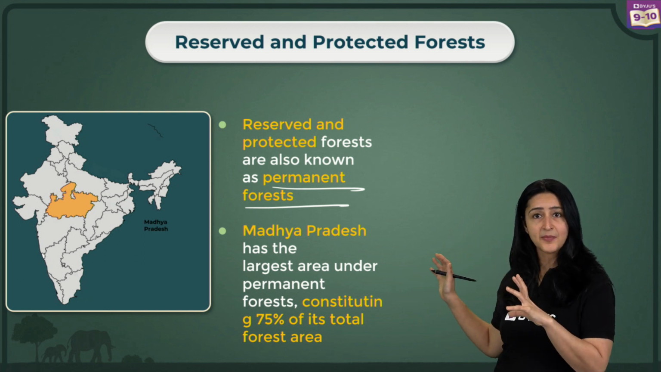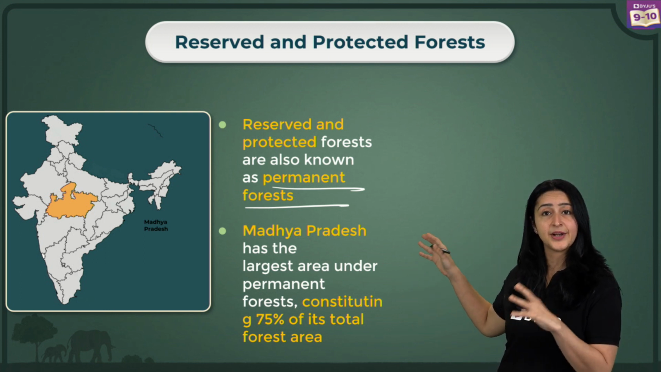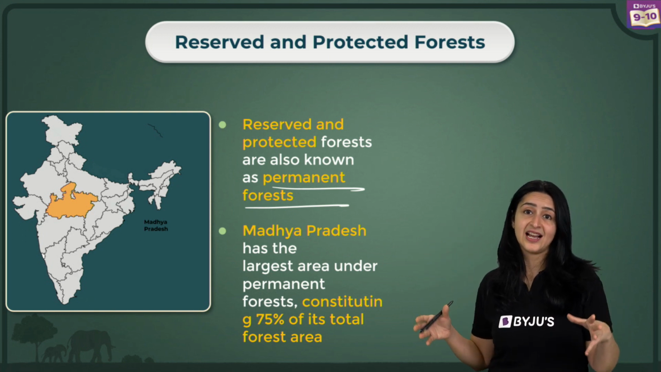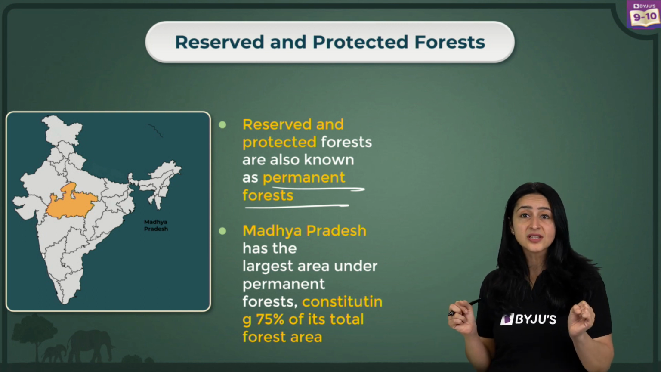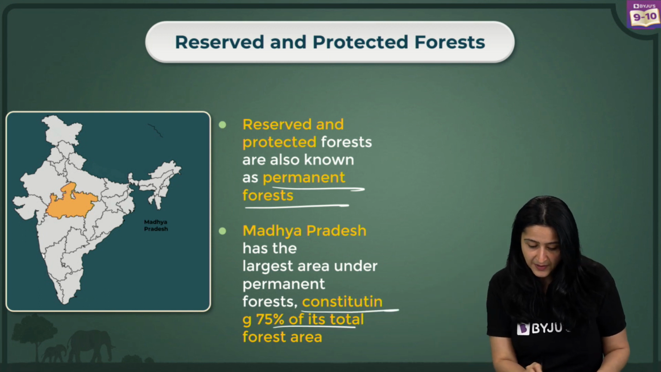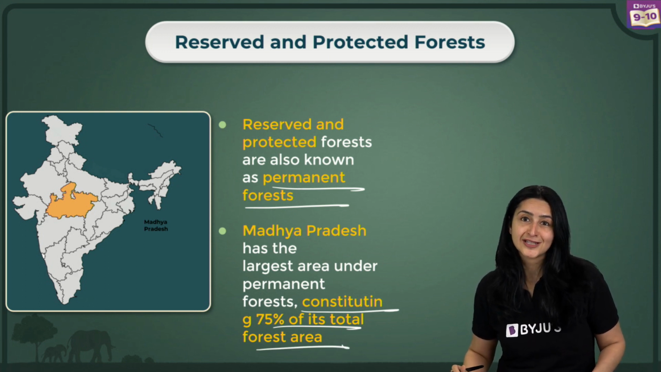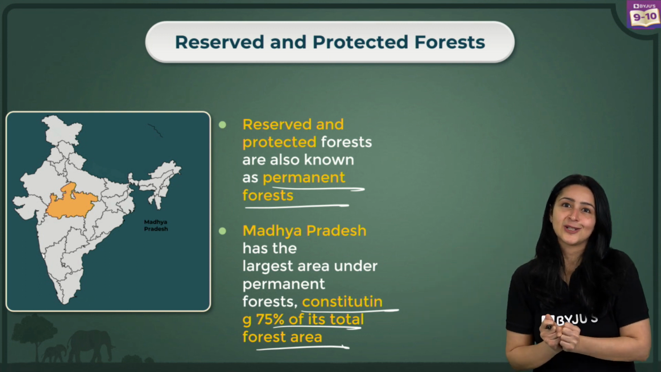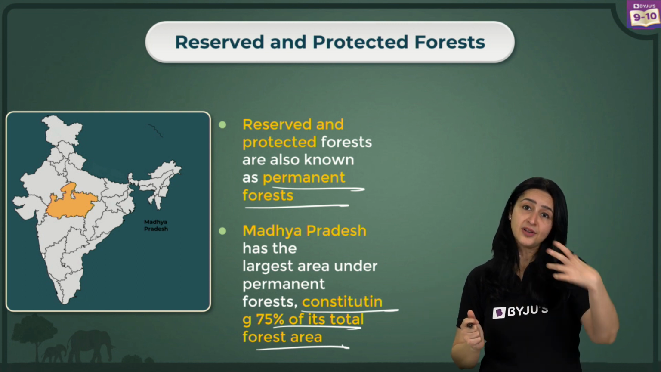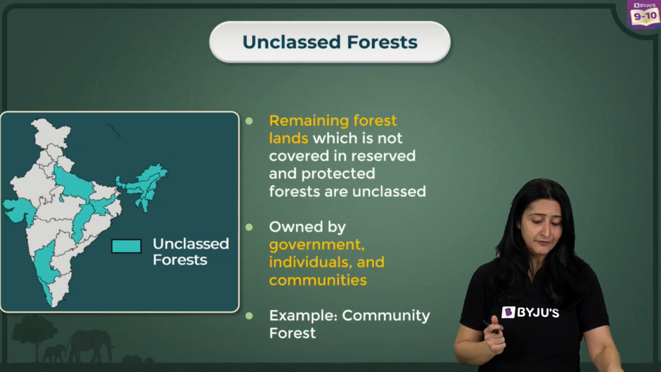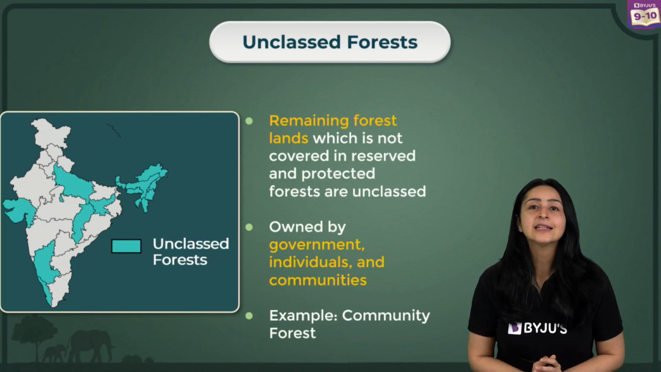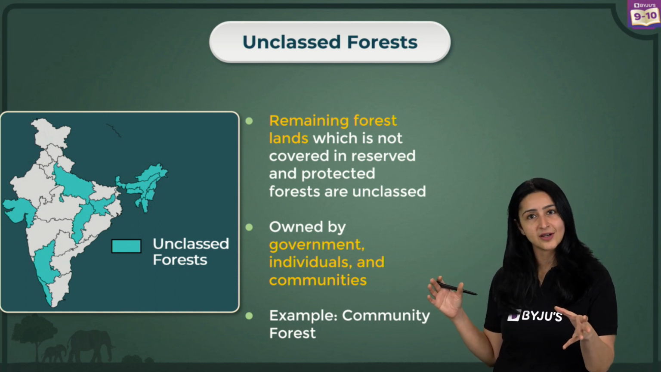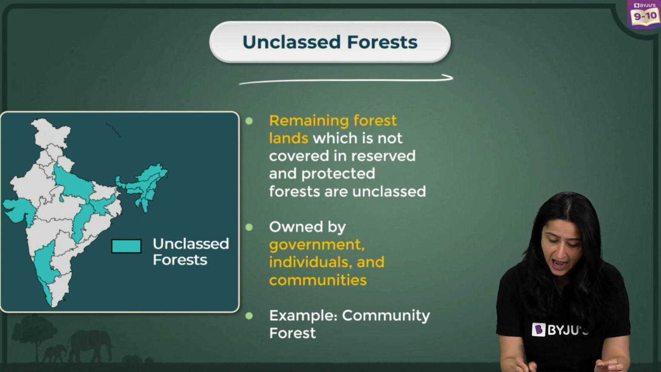So if you take a look at the map, you can see that the highlighted part is the state of Madhya Pradesh, right? Now, this consists of the largest area under permanent forest, which constitutes 75% of its total forest area. Right, so this is good, which means the government is trying to take care of the forest, conserve the forest, right, by putting them under the category of either reserved or protected. Finally, there is the unclassed forests. Now, forests that are not covered in reserved and protected areas are considered unclassed.